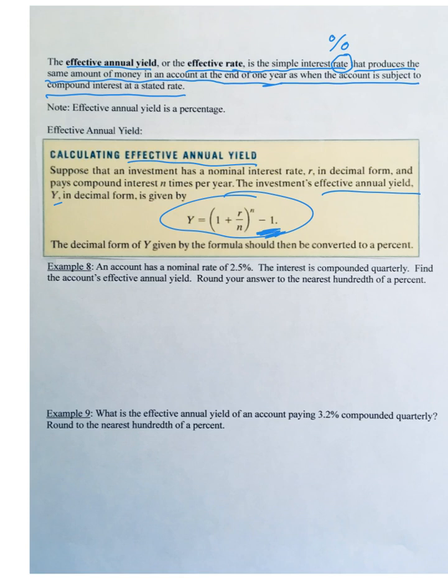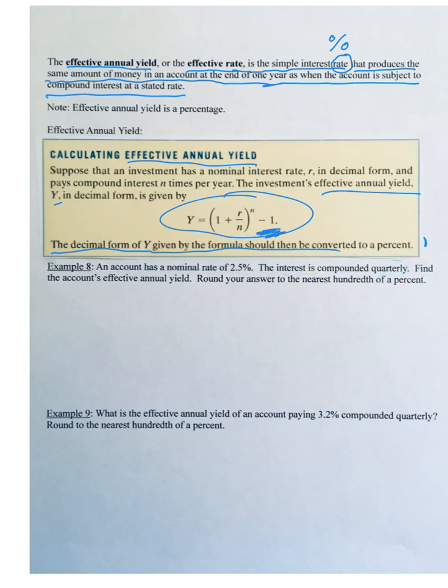Okay, and then it says at the bottom, like I already mentioned, the decimal form that you're going to get for y should then be converted to a percent. So let's go ahead and see one of these examples. Example 8. An account has a nominal rate of 2.5%. The interest is compounded quarterly. Find the account's effective annual yield. Round your answer to the nearest hundredth of a percent.